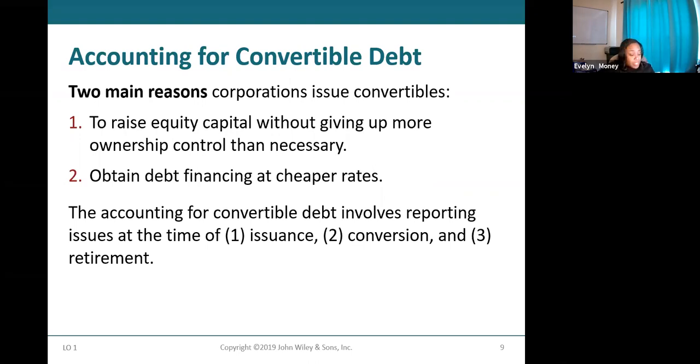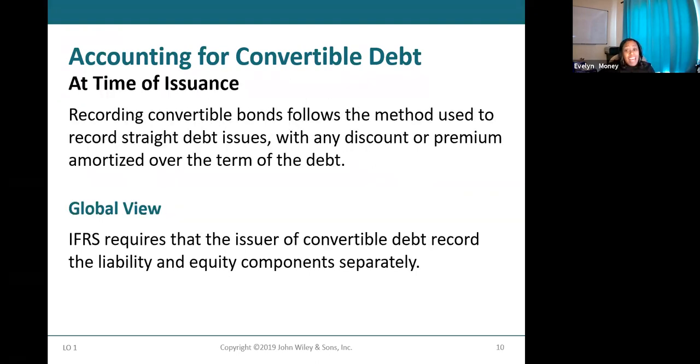So there are some key important things that we have to deal with when we issue convertible debt: the journal entry for issuance, the journal entry for conversion, if it is converted, and the journal entry for when the debt gets retired. At the time of issuance, if we're dealing with convertible bonds, we account for them in the same way as we would any other type of bond. So we don't have to record an expected conversion of equity. We just amortize the discount or premium, if there is one, and record it just like a regular old bond issue.